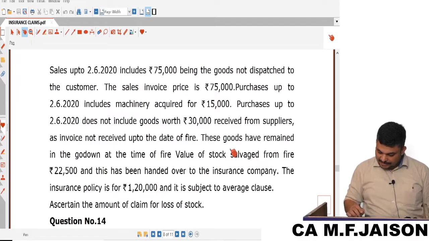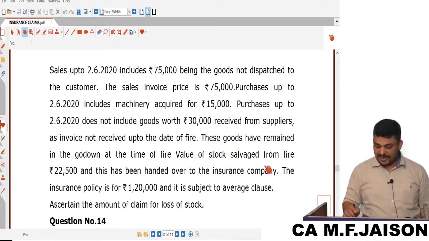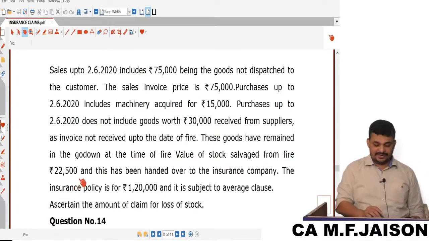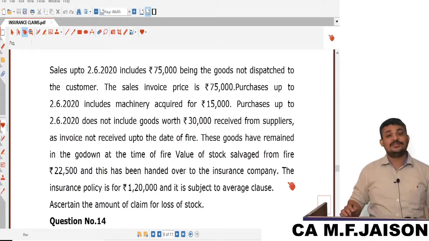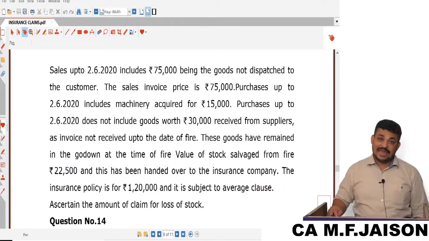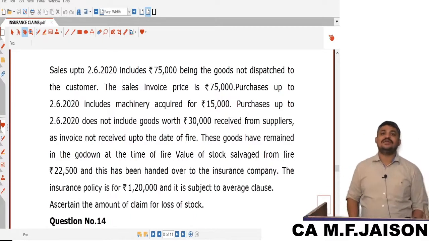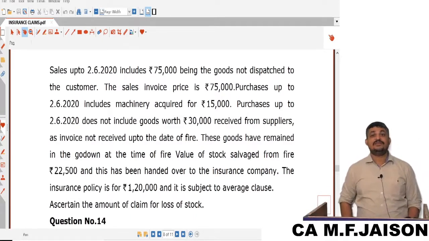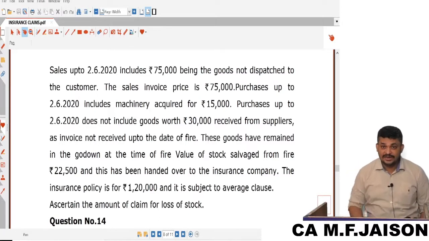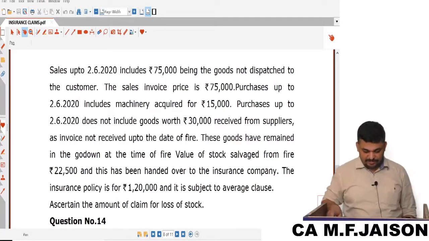These goods have remained in the godown at the time of fire. Then value of stock salvaged from fire amounted to 22,500, and this had been handed over to the insurance company. So we saved 22,500. Be careful. And the 22,500 was handed over to insurance company. So what is the salvage value retained? Zero, nil. Salvage value retained is nil, is what we should understand.